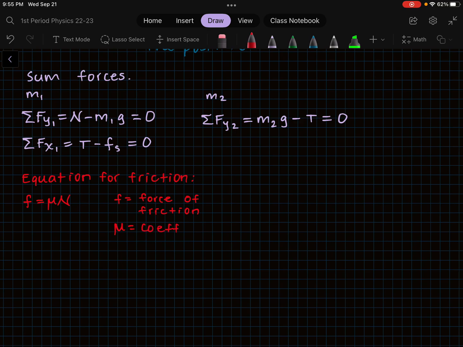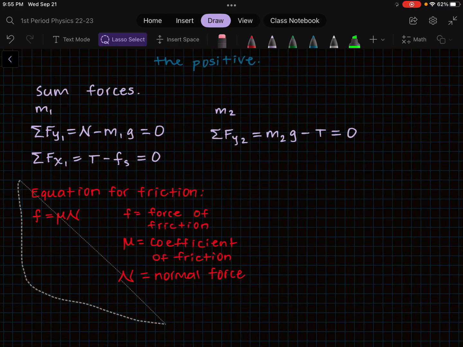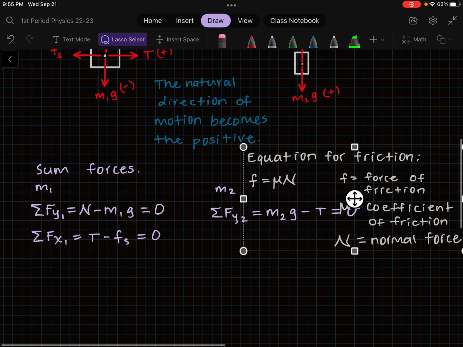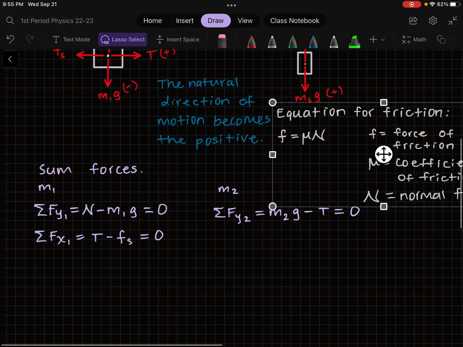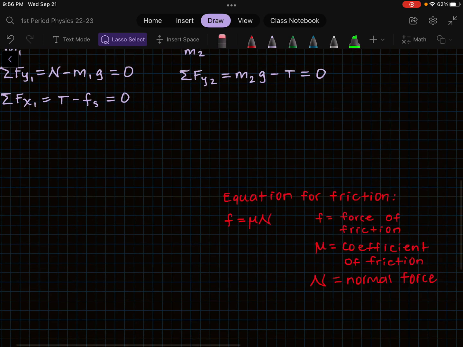Oh man, I keep saying static. Just coefficient of friction. And then that weird N, don't forget, is normal force. Okay. So now, let me move this elsewhere. I don't like it here. I'm going to move it over here. No, it's too crammed. I guess here, on this side. Okay, so you don't forget.